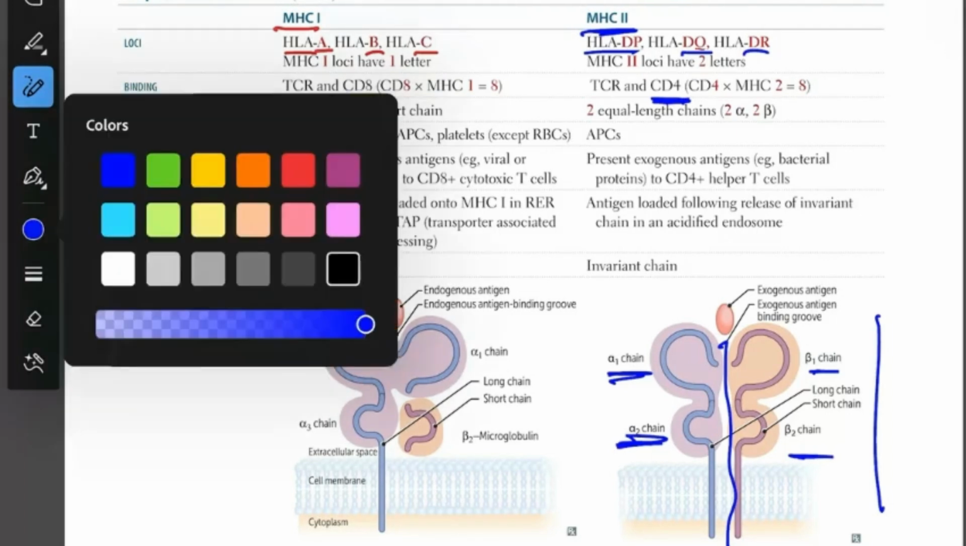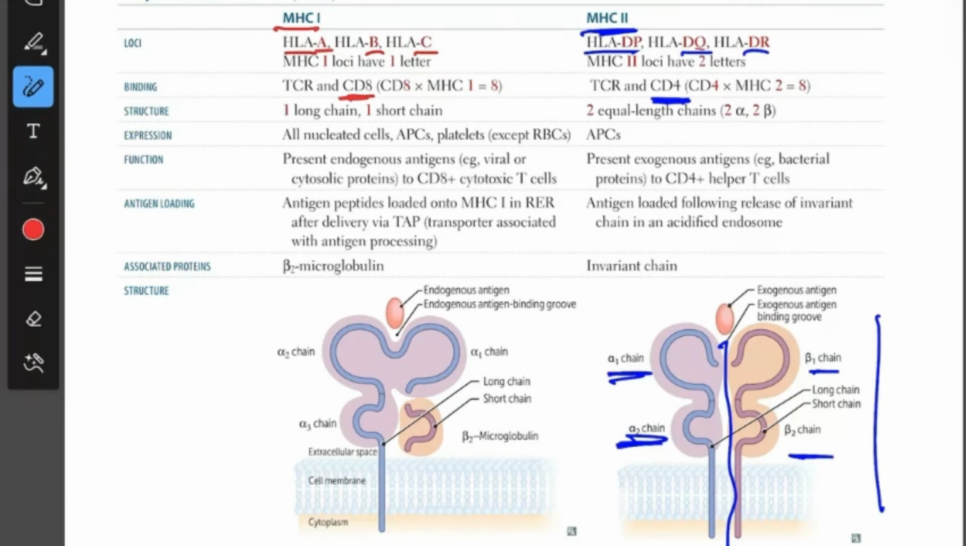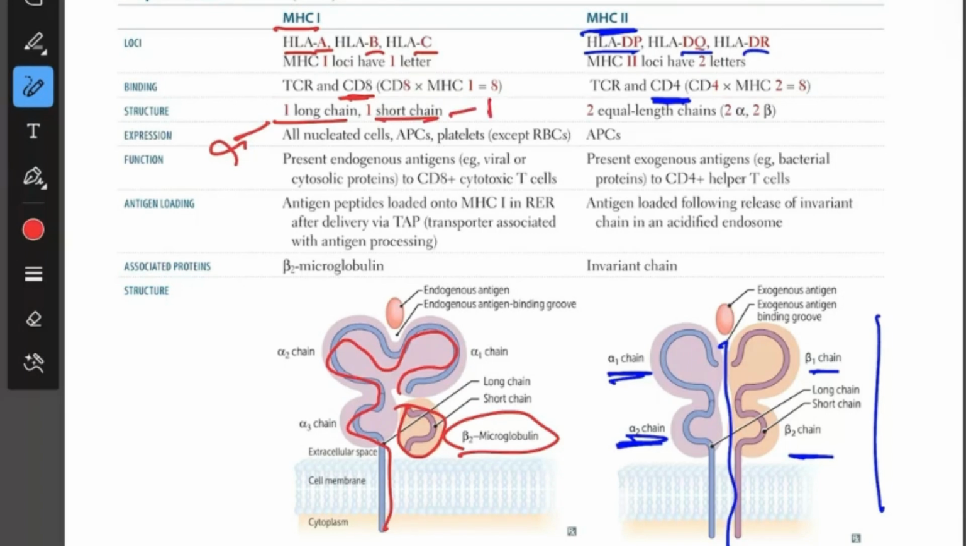Then looking at MHC I, it has a long alpha chain, and then a smaller chain here, beta 2 microglobulin. So a long alpha chain and a short beta 2 microglobulin chain. That's the main thing you need to know. One long chain, one short chain. The long chain is the alpha chain. The short chain is the beta 2 microglobulin, while MHC II has two parts, two alpha, two beta.